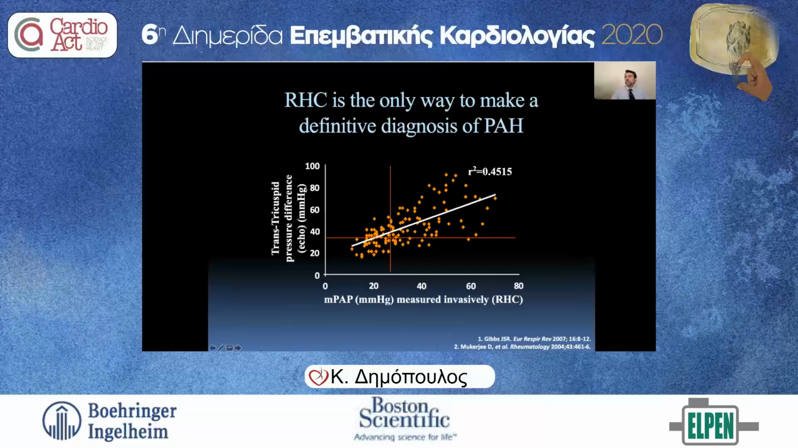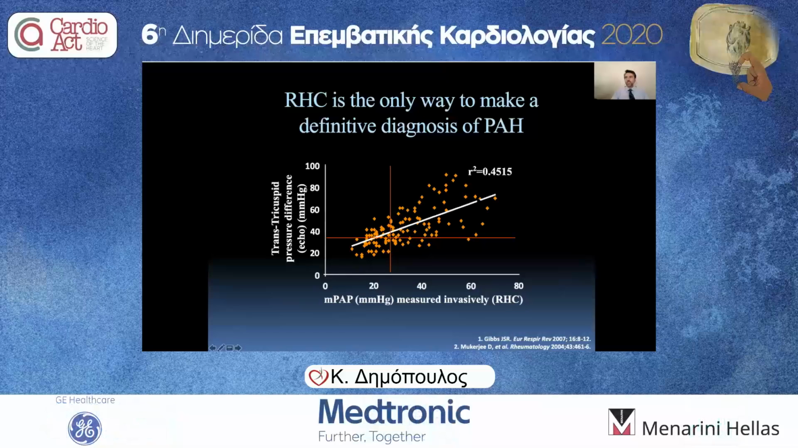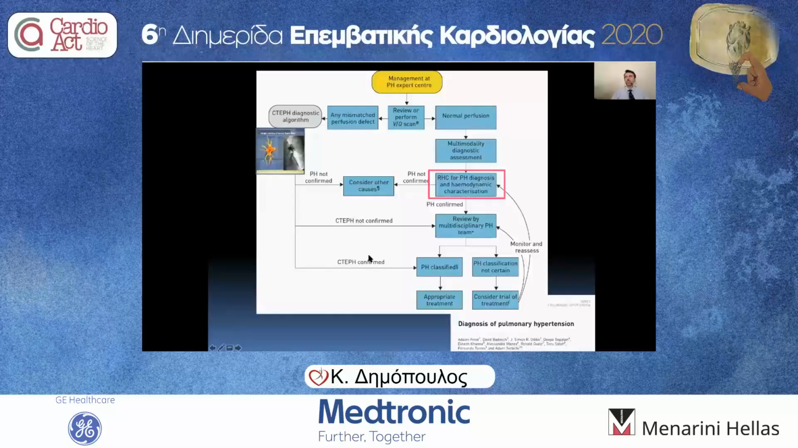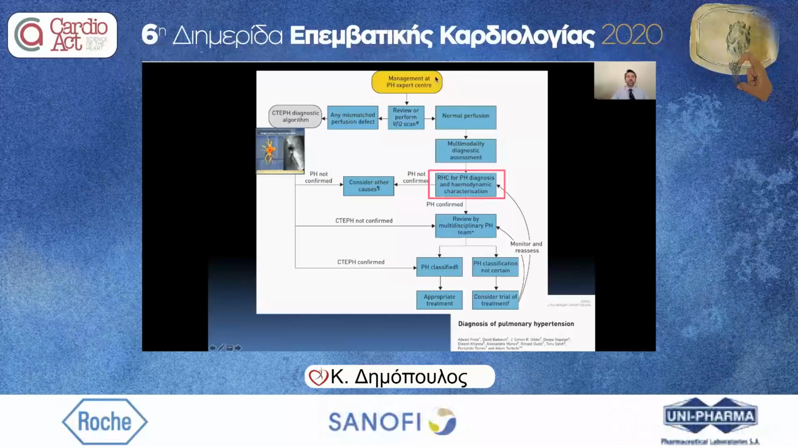Indeed, you can see if you relate the tricuspid regurgitation gradient to the mean PA pressure, yes, there is a strong correlation, but there are areas where there is no correspondence and we need to be very careful. We have lots of false positives and false negatives. So once you've done the first assessment, you should be sending your patient to an expert center where they can complete their investigations, but mainly, this is the basis of everything, having a right heart catheter to diagnose the pulmonary hypertension and decide on the management.